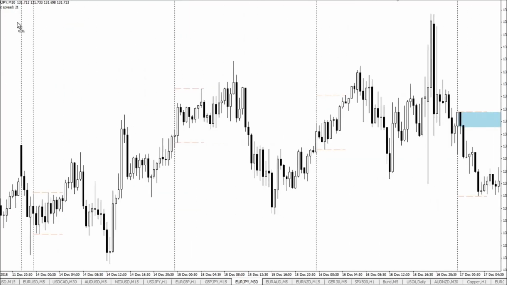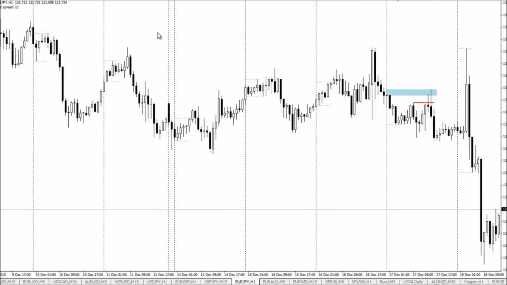So if you look back at this Euro Yen throughout the whole week, well, what's happening here? We got Monday lows.